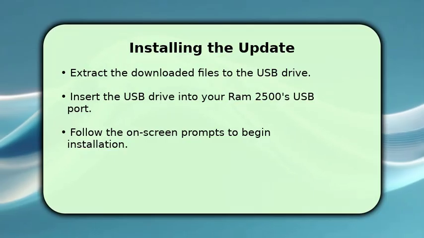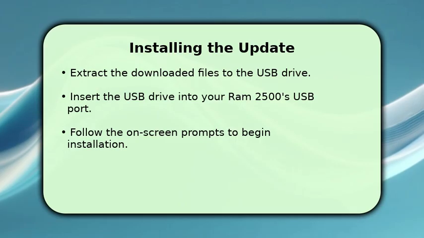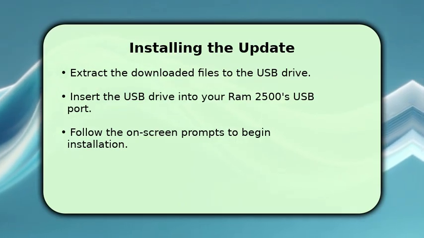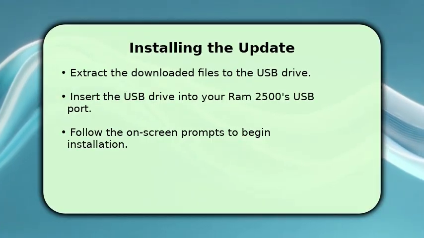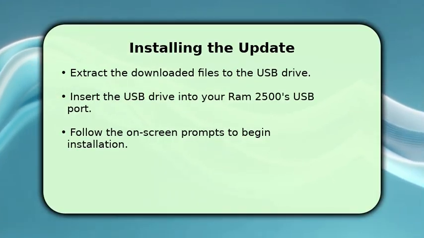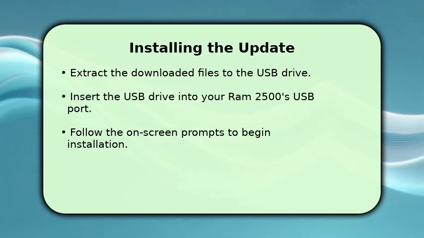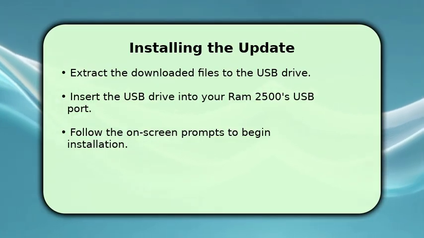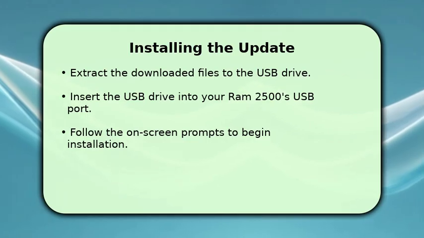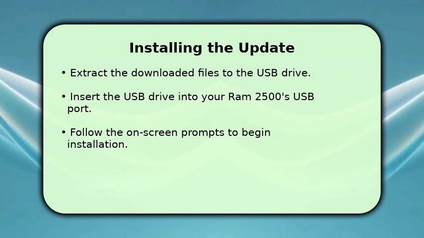Once your USB drive is ready, extract the downloaded update files directly to its root directory. Then, take the USB drive to your Ram 2500 and insert it into one of the vehicle's USB ports. Your Uconnect system should recognize the update and prompt you to begin installation. Confirm the update and allow the process to complete. It typically takes between 10 and 20 minutes. Crucially, do not turn off the vehicle or remove the USB drive until the update is finished.